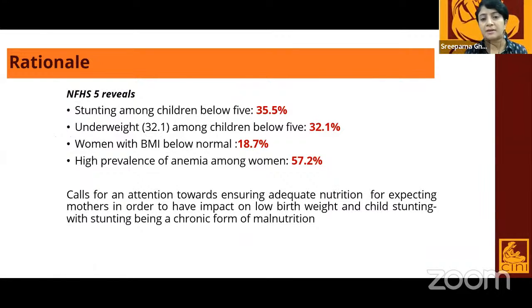When we currently look at the NFHS 5 malnutrition related data, we find that stunting among children has increased more than underweight, which is 32%, whereas stunting among children below 5 is 35.5%. And we all know that this stunting is primarily a result of the intergenerational cycle of malnutrition. So in order to address this issue of stunting and low birth weight, there is a big necessity to focus on adolescent nutrition as well as maternal nutrition, that is nutrition during pregnancy.